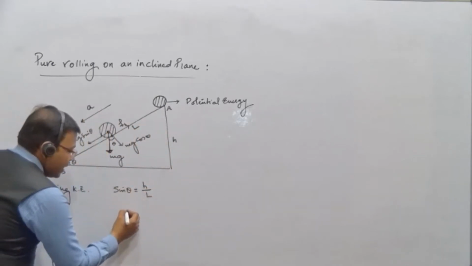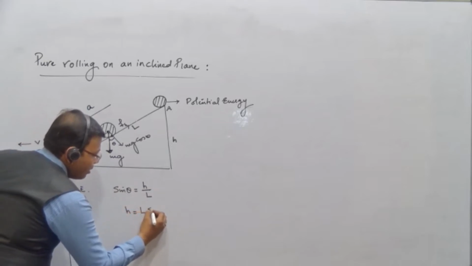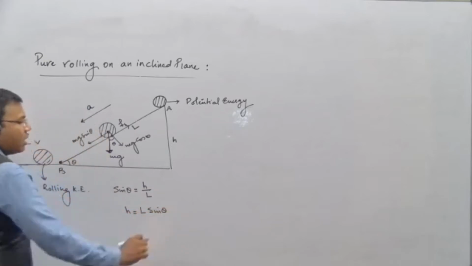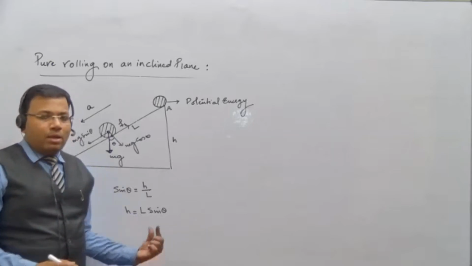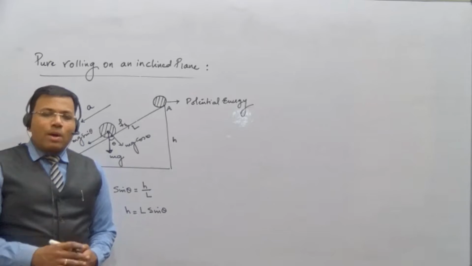So here, what is h? h is L sine theta. So this is the relationship that exists between h, that is the height of the inclined plane, and L, that is the length of the inclined plane. Now come to the equation.